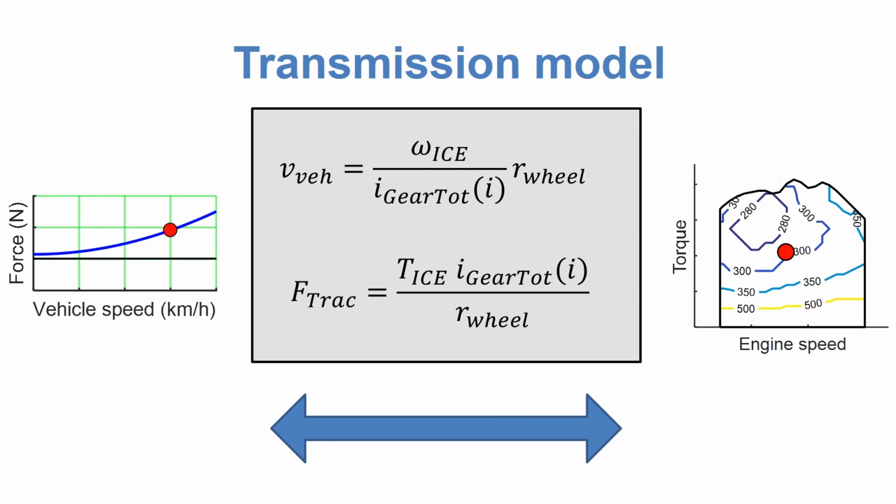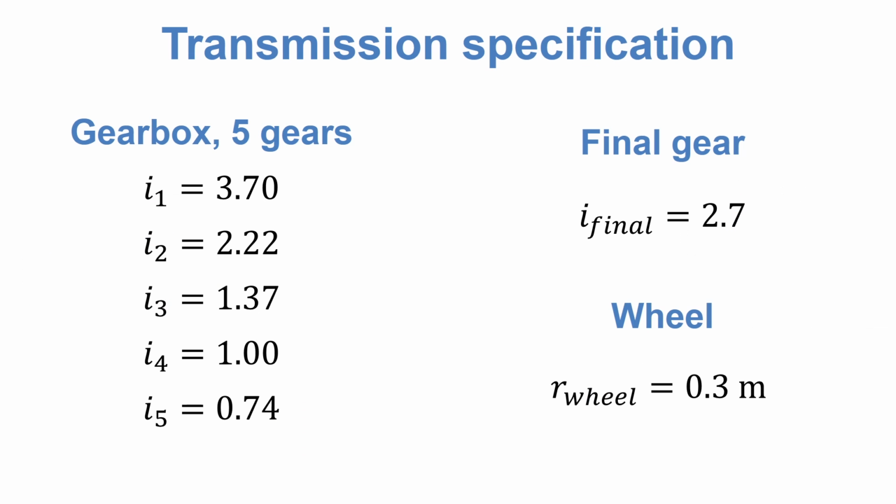In a previous lecture, we have derived this transmission model, which links an operating point for the vehicle to the corresponding operating point of the engine, or vice versa. For this analysis, we assume a powertrain with a 5-gear manual transmission. The gear ratios range from 3.7 on first gear to 0.74 on fifth gear. After the gearbox, there is a final gear with ratio 2.7 and a wheel with radius 0.3 meters.